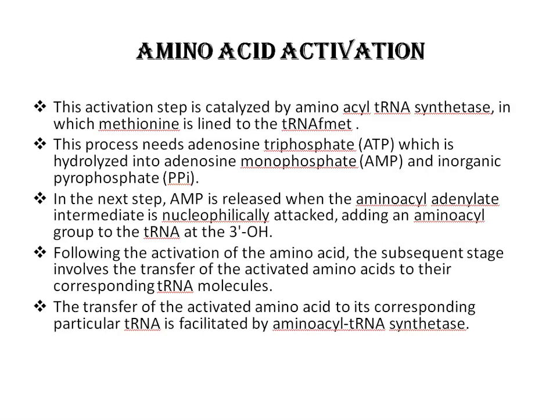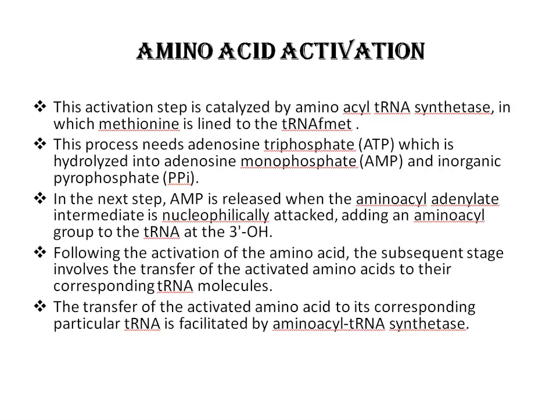The inorganic pyrophosphate is hydrolyzed by the enzyme pyrophosphatase to produce orthophosphate. Next, formation of aminoacyl tRNA: following the activation of the amino acid, the subsequent step involves the transfer of the activated amino acid to the corresponding tRNA molecule. The transfer of the activated amino acid to its particular tRNA is facilitated by aminoacyl tRNA synthetase.